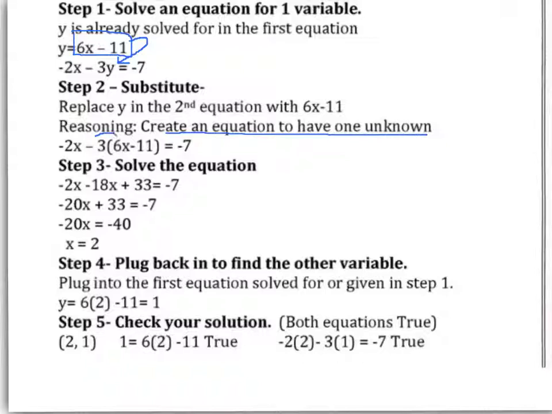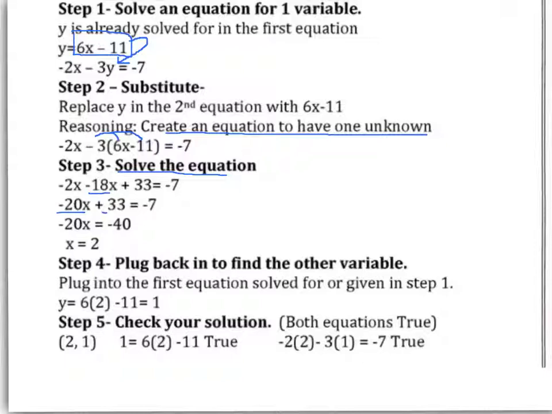We're going to apply distributive property first, so negative 3 times 6x is negative 18x, and negative 3 times negative 11 is going to be positive 33. So now we're solving the equation in step 3, applying distributive property. We're going to combine like terms. Negative 2x minus 18x is negative 20x, plus 33 equals negative 7.